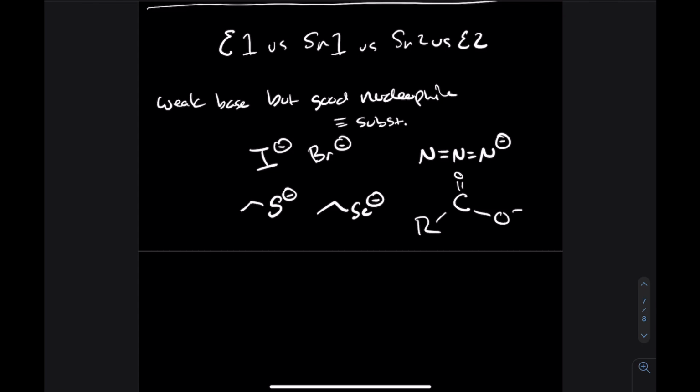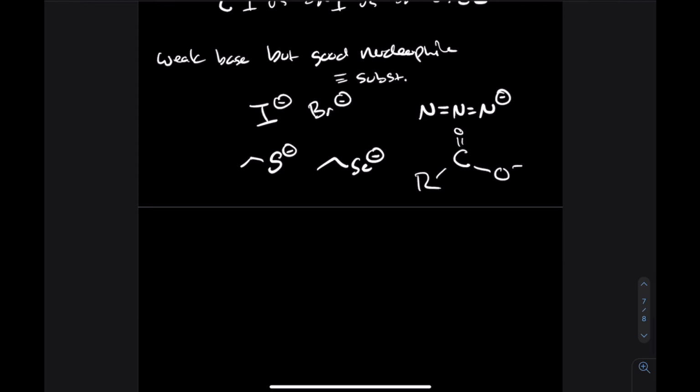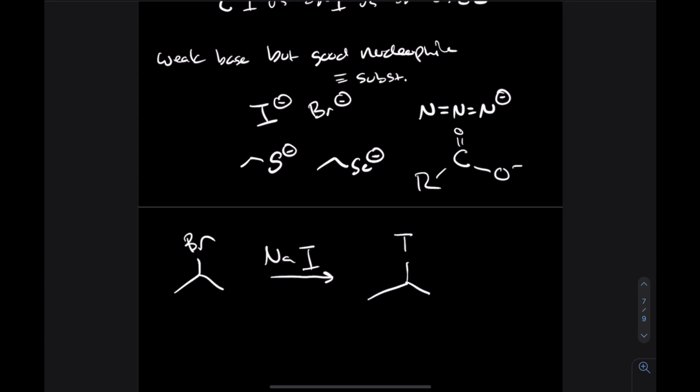So if you have a substrate, for instance, that looks like this, and then you throw in a salt, sodium iodide. Sodium iodide: awful base, great nucleophile, pretty unambiguous that you will end up with the iodinated product. Iodine will go kick off the bromine. And this iodination is a pretty decent reaction. It's used pretty frequently. I think they say it's the Finkelstein reaction. But don't quote me on that.